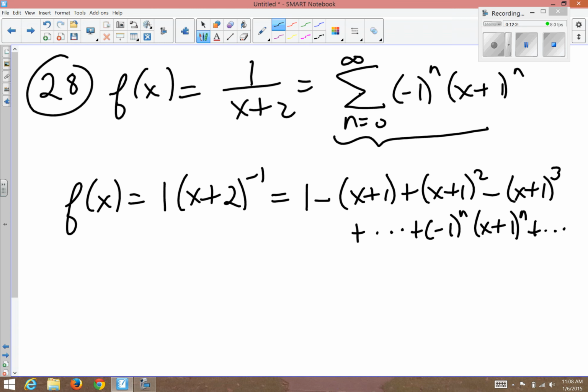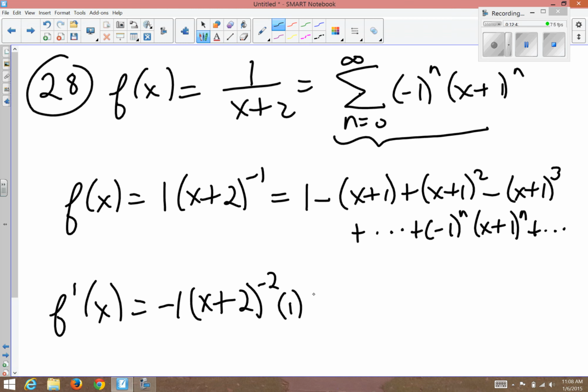The derivative of f of x would be f prime of x. The derivative of this would be negative 1 times 1 times what's in the parentheses raised to the negative 2 times the derivative of what's in the parentheses. By rewriting it, I avoided using the quotient rule. All three things here are equal, so all three of these will be equal.